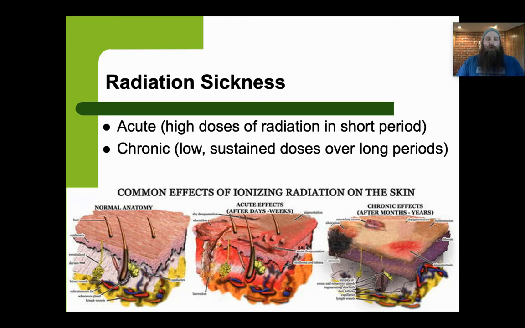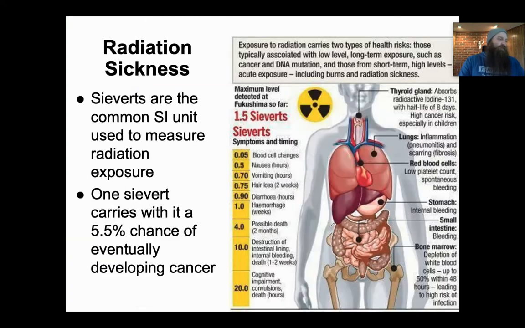burns on the skin, hair follicles can die and fall out. You end up with blisters, things like that. Or you can have chronic radiation sickness, which is when you get many doses over a long period of time. So the acute effects look much more like a burn. The long-term effects, though, are really unique to radiation sickness.